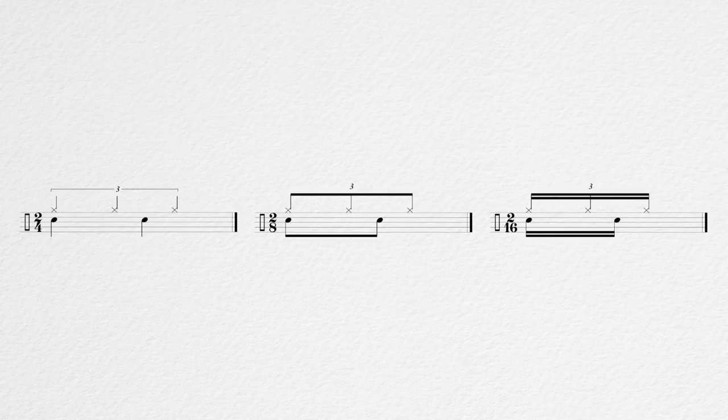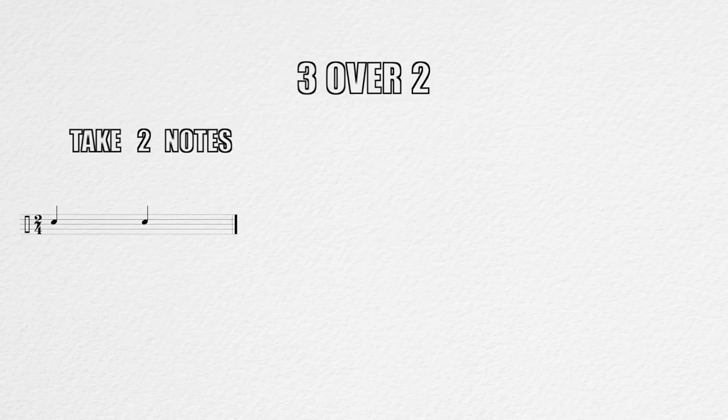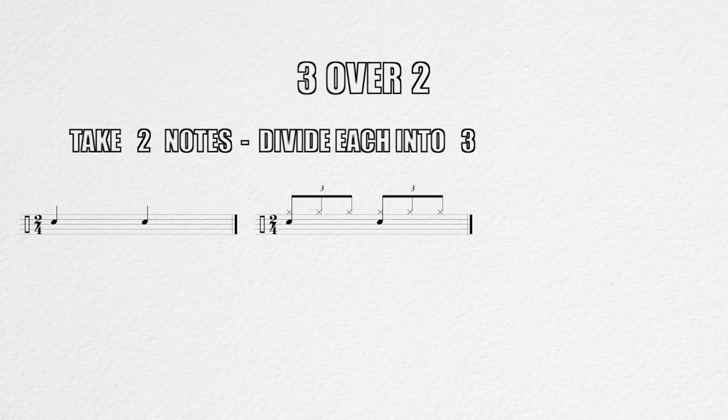But just playing a triplet with one hand and playing quarter notes with the other hand is nearly impossible. We first have to find out how these two are related to each other, and that is where our formula comes into play. 3/2 means we take 2 notes, divide each one into 3, and only play every second one.